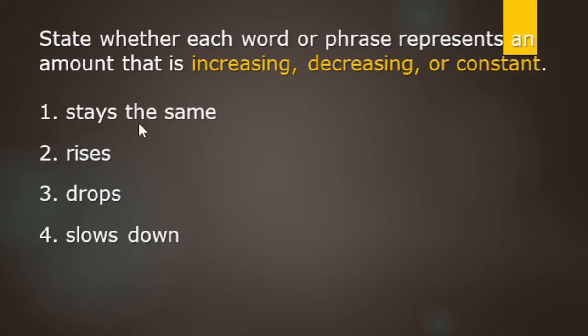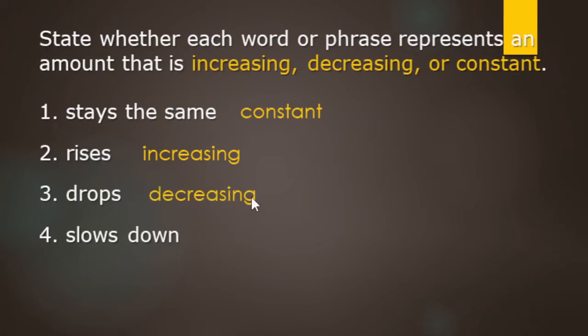So stays the same, doesn't change, that's going to be constant. Rises, goes up, that's going to go with increasing. Drops, that's a decreasing type idea. Going down, slowing down is also a decreasing idea. So we just want to make sure that we're looking at some key phrases and, at least in our brains, connecting them: stays the same is constant, going down is decreasing, increasing is going up. Ascending and descending would be other ones that we might use.